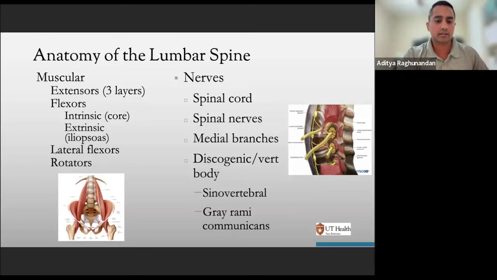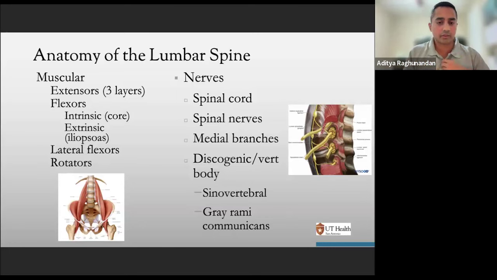For lateral flexors, the only true lateral flexor is the quadratus lumborum, which produces pure lateral motion. There are other co-contractions of flexion and extension muscles that also allow for lateral flexion. There are rotator muscles as well. They attach to the transverse processes as well as the lamina.